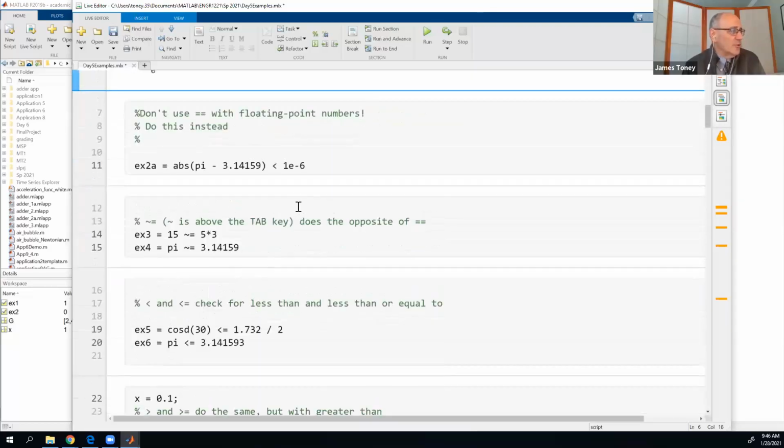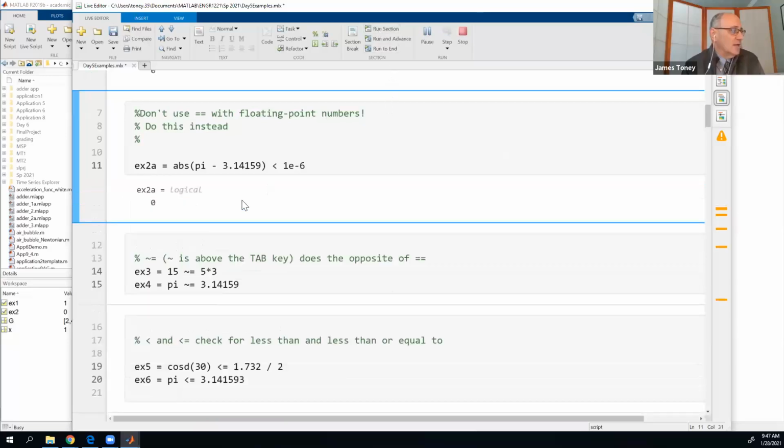So normally with floating point numbers, what you do is something like this. You ask, is the absolute value of the difference between the two less than some small tolerance? If it is, then you judge them to be equal. How small does this have to be? Well, it just depends on the specific problem. But in this case, I'm saying, if the difference between the two is less than 10 to the minus 6, I'm going to say for all practical purposes, they're equal.